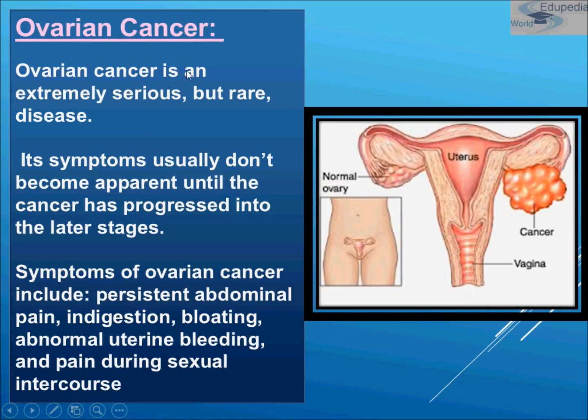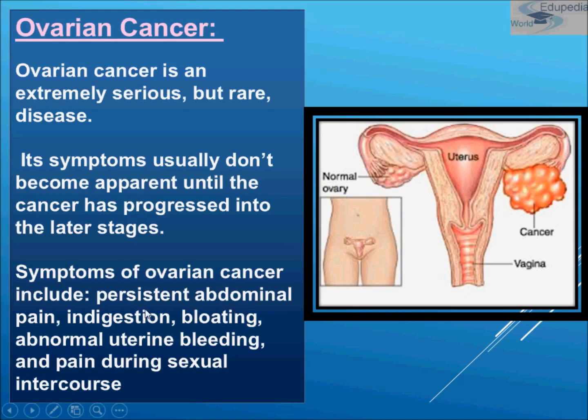Ovarian cancer is an extremely serious but rare disease. Its symptoms usually don't become apparent until the cancer has progressed into the later stages. Now, what are the symptoms of ovarian cancer?